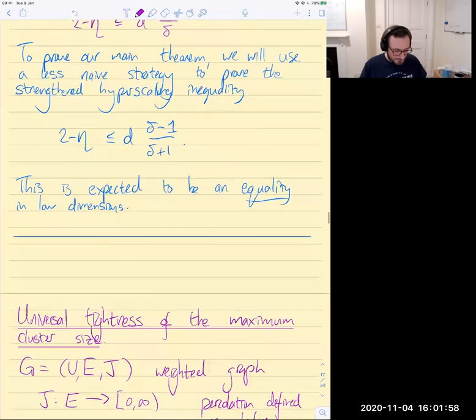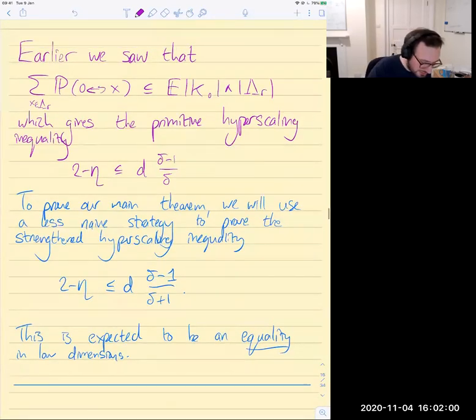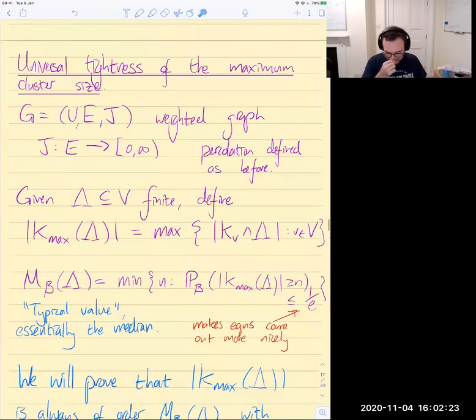Okay, so what I want to tell you about now is the proof of this hyperscaling inequality. Of course, these inequalities only make sense if the exponents are well defined, but I'll prove an inequality that doesn't need anything to be well defined, which implies this if the exponents are well defined.